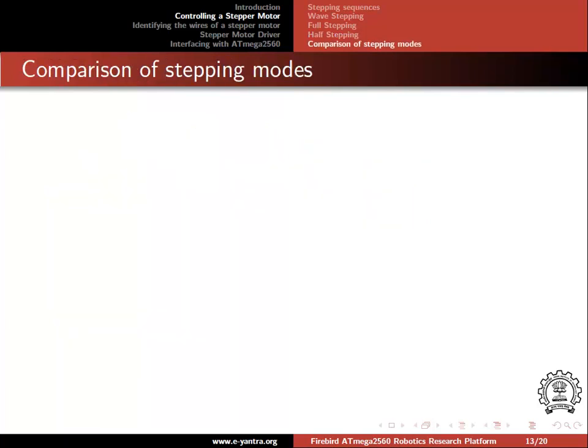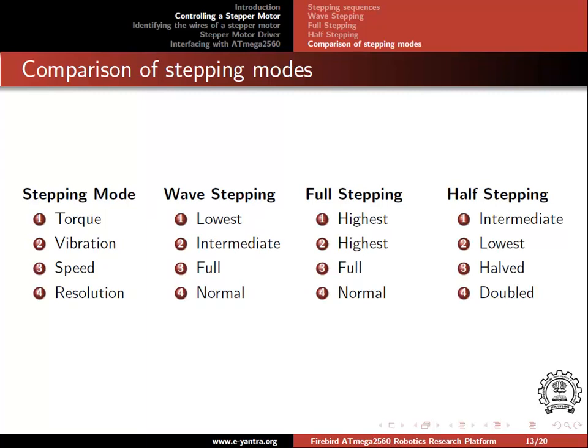We will now see the differences and similarities between the three stepping modes. Talking about torque, since only one coil at a time is energized in wave stepping, its torque is the lowest. In full stepping, two coils are excited at once, creating a larger attractive force, resulting in a larger torque. Since half stepping excites one or two coils per step, the torque output is intermediate.